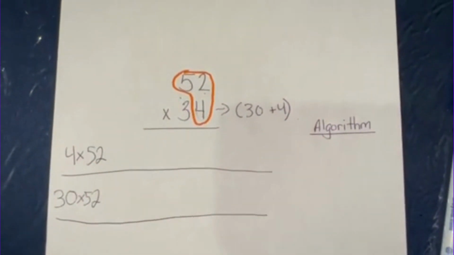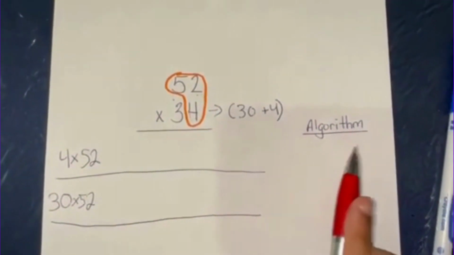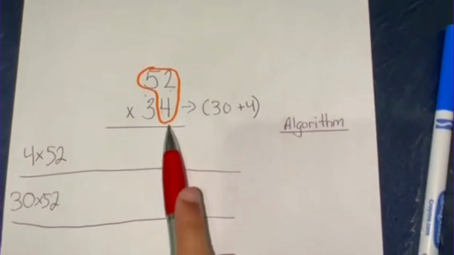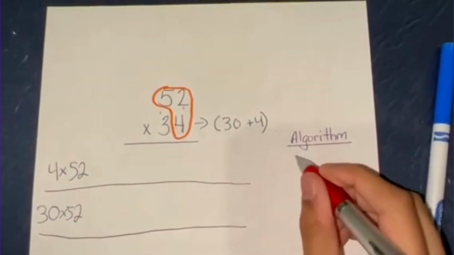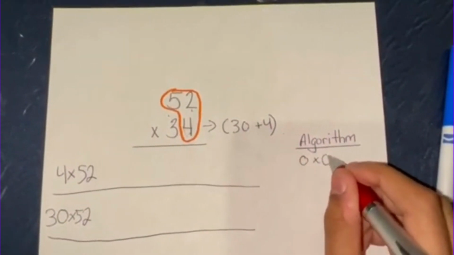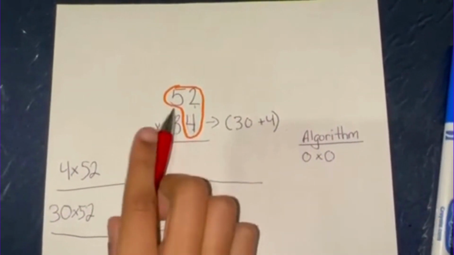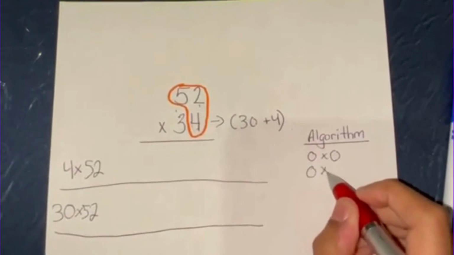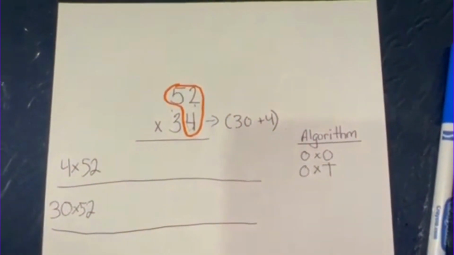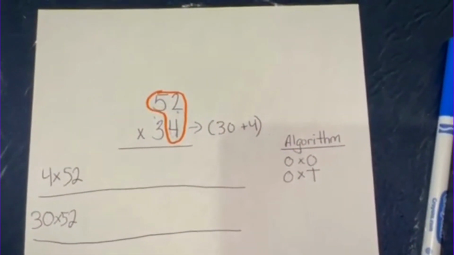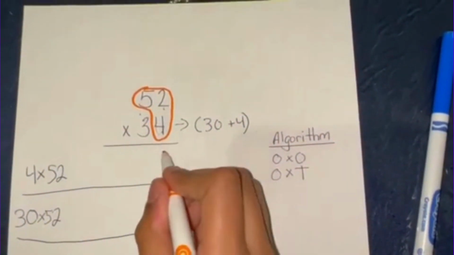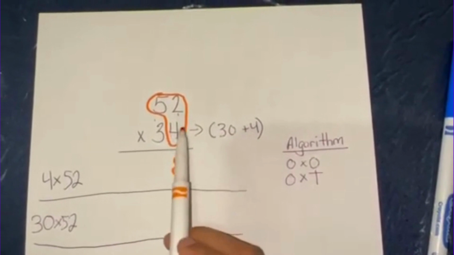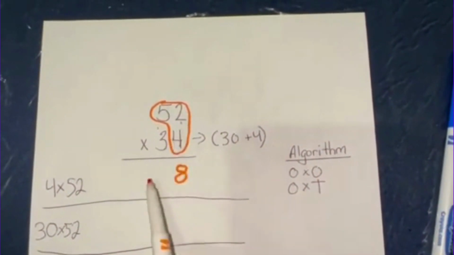So, before we start, let's write our algorithm. Our algorithm is going to start off by the ones place times the ones place, and then the ones place times the tens place. So, let's get started with that. 4 times 2 is 8. And 4 times 5 is 20.